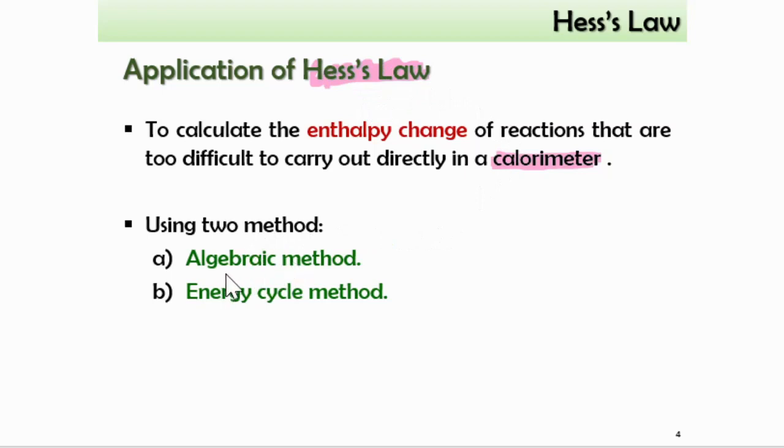So there are two methods that you need to know, the algebraic method and the energy cycle method. These two methods have pros and cons. The energy cycle method is normally used when there are less than 3 enthalpies. Okay, less than 3, because if there are too many enthalpies, you will get confused or it gets complicated to arrange them in the form of a cycle. The algebraic method is suitable for all types of question.